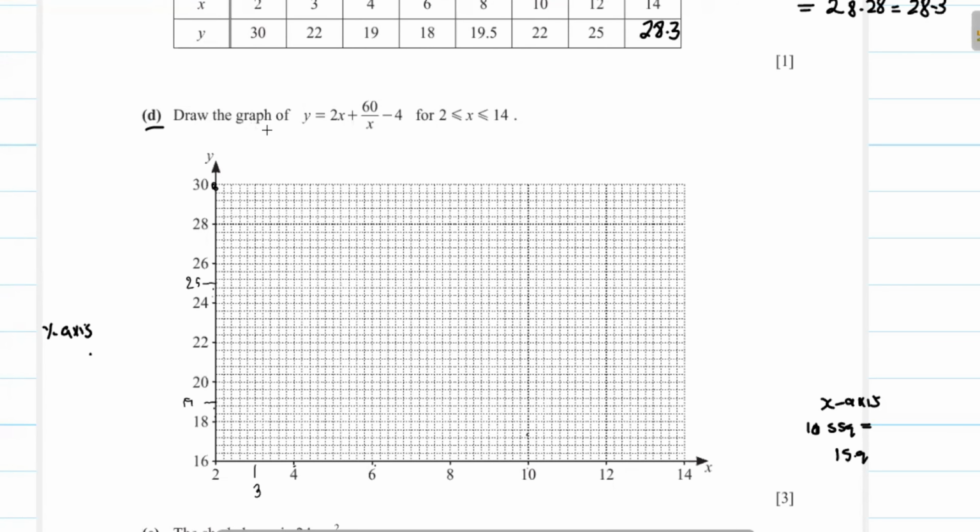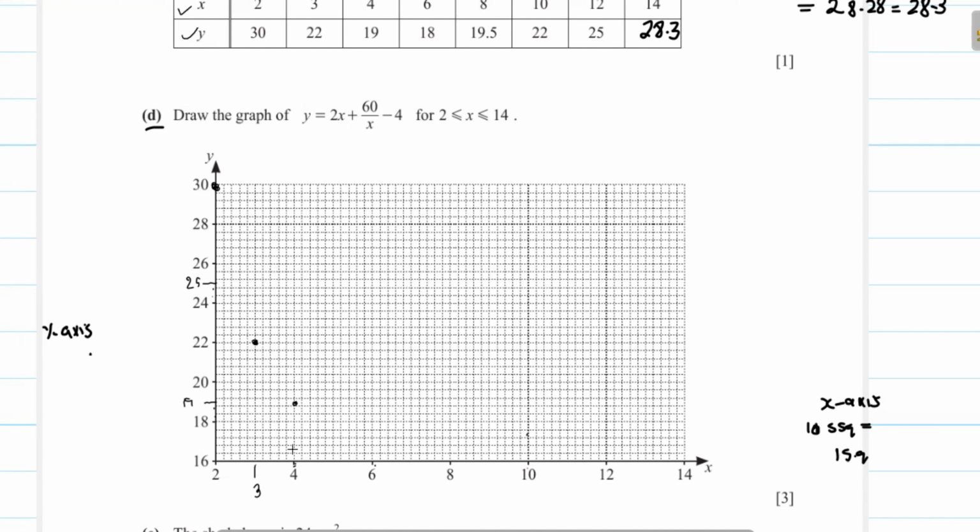Part D, draw the graph y equal to 2x plus 60 over x minus 4. These are the points of x and y coordinate. Here x is 2, y is 30. This is the point 2, 30. Next is x is 3, y is 22. This is 3 and 22. This position will be 3, 22. And 4, 19. This is point 4, 19, the middle of 20 and 18. We mark this position. This is the position 4, 19.